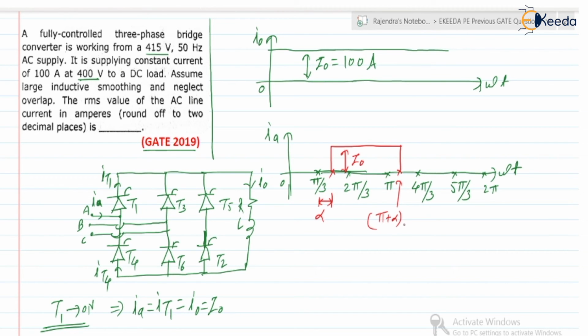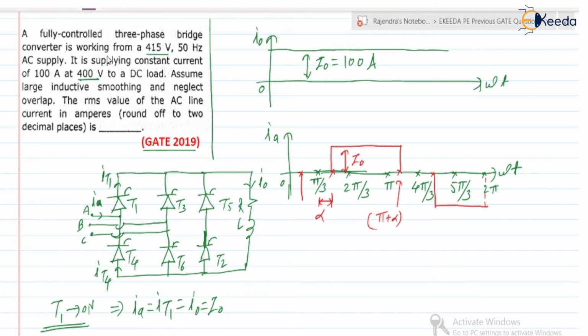Next, thyristor T4 will be in the on state from 240 degrees. 240 degrees is 4π/3. So from 4π/3 + α till 2π + α, which means again α here, the waveform will be −I0. The waveform will be like this till 2π, and after that it continues cyclically like this.